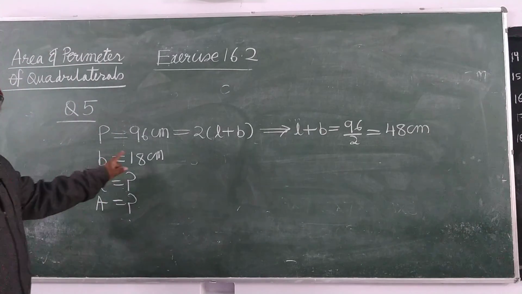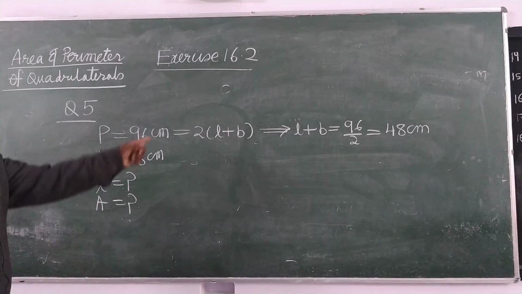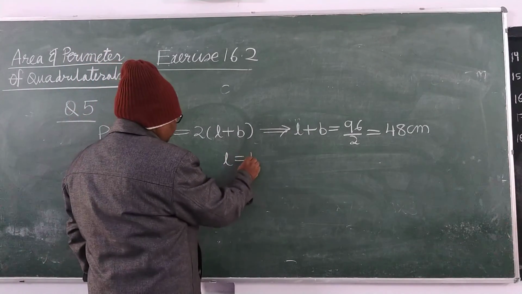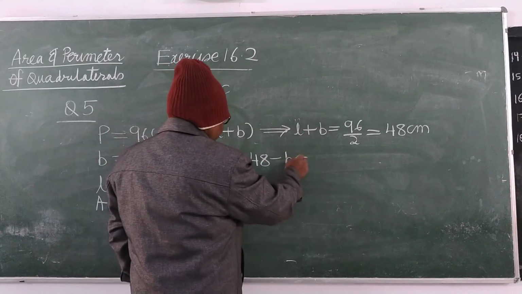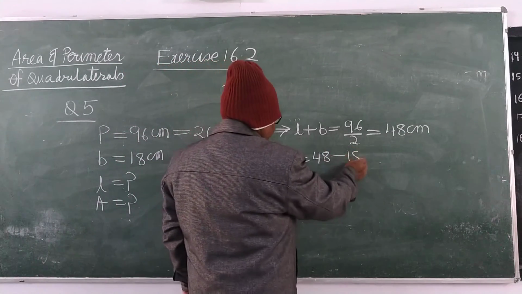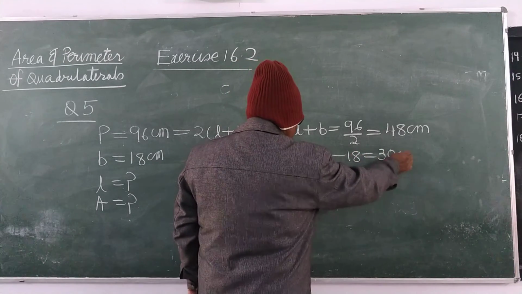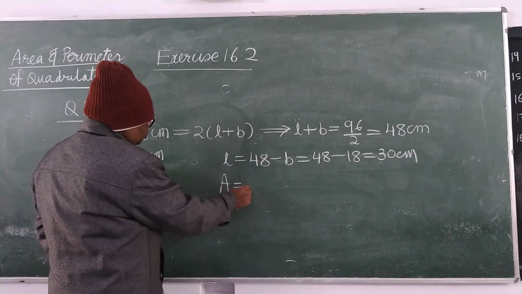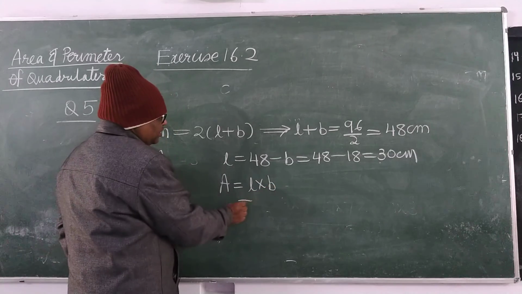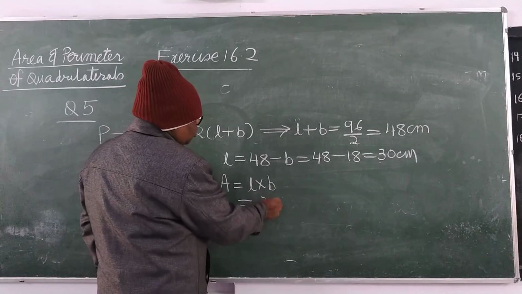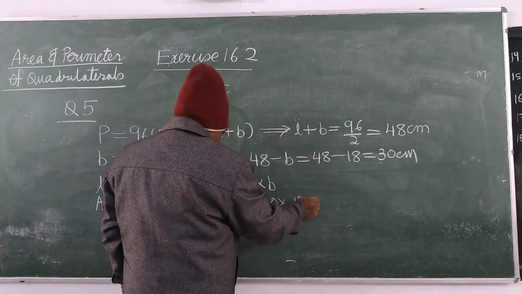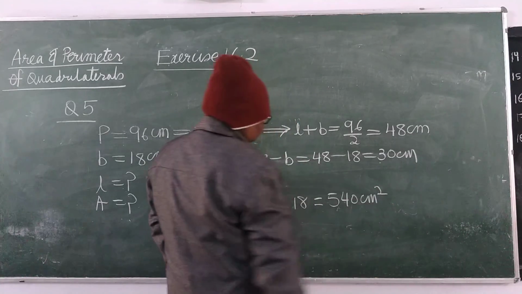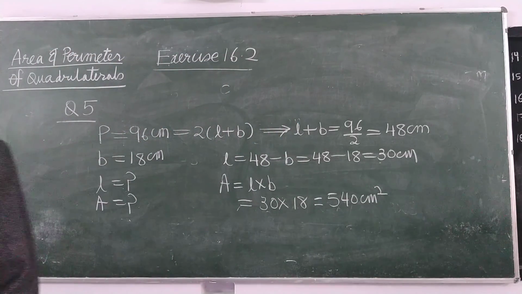Now here B is given 18. So L plus B is 48, B equals 18, therefore L equals 48 minus B, 48 minus 18, that is equal to 30 centimeter. So length is this. So what will be the area? Area equals L into B, that is equal to 30 into 18, which is 540 centimeter square.